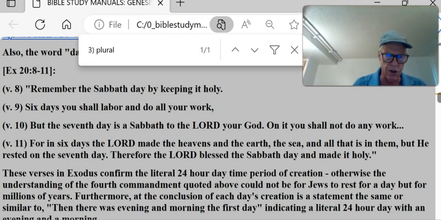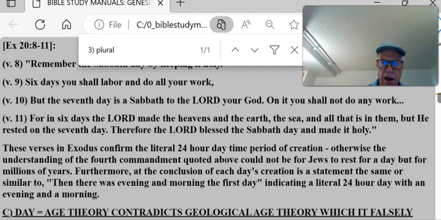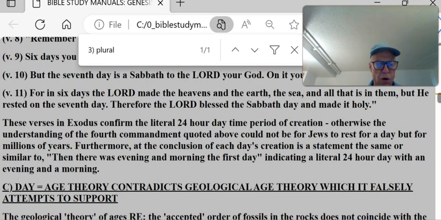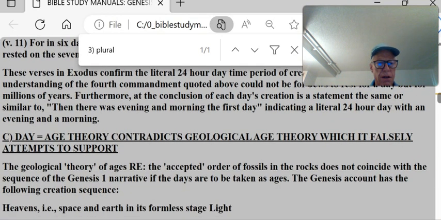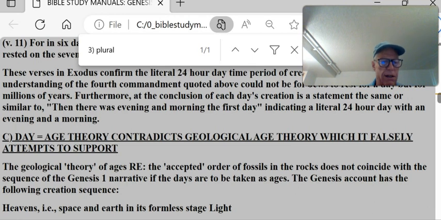Therefore the Lord blessed the Sabbath day and made it holy. These verses in Exodus confirm the literal 24-hour time period of creation. Otherwise, the understanding of the fourth commandment quoted above could not be for Jews to rest for a day, but for millions of years. Furthermore, at the conclusion of each day's creation is a statement the same or similar to, then there was evening and morning of the first day, indicating a literal 24-hour day with an evening and a morning. C. Day equals age theory contradicts geological age theory, which it falsely attempts to support.